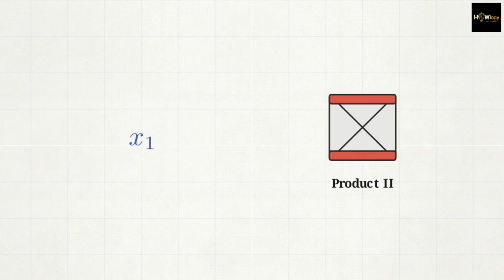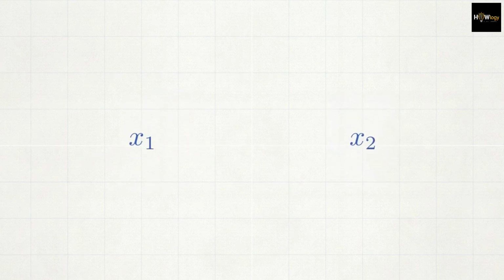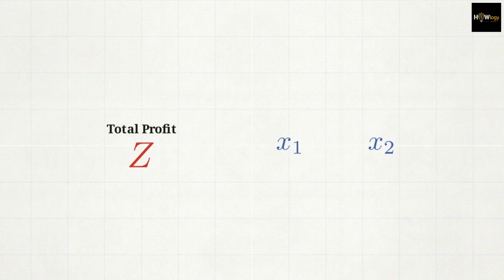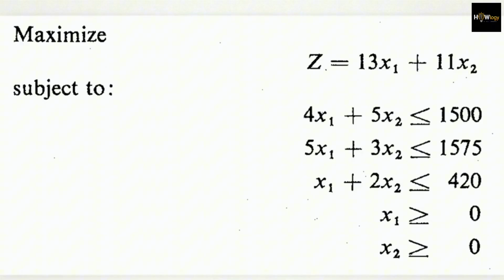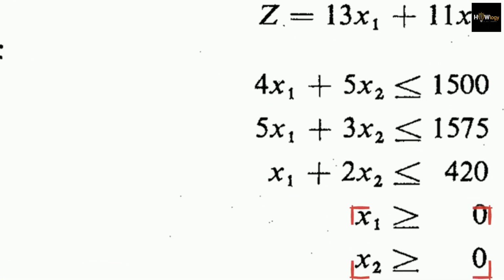Product 1 is X1 and product 2 is X2. We want to maximize total profit, Z, which is $13 times X1 plus $11 times X2. However, that profit is subject to our factory limits. Storage space, materials, and production time are written as mathematical inequalities called constraints. Finally, we add non-negativity constraints, which tell the math we cannot produce a negative number of products.